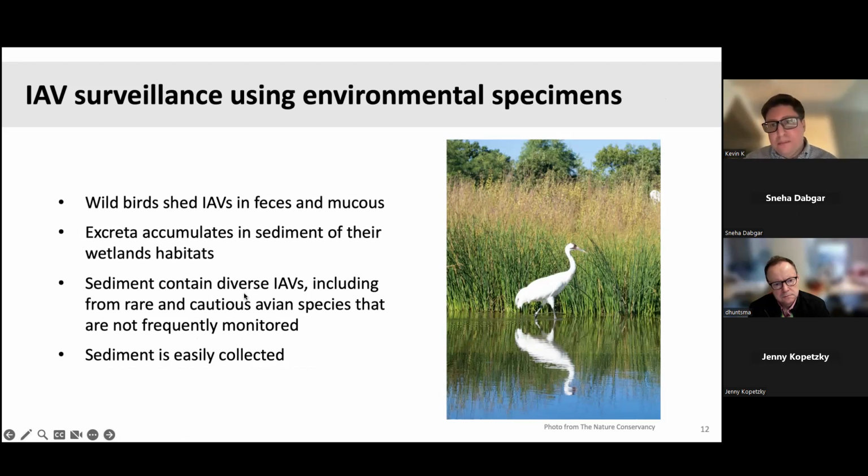And then on top of that, these specimens have the advantage of being very easy to collect, because as you can probably imagine, it's a lot easier to scoop some mud into a specimen cup than it is to go tackle an angry goose and shove a swab inside his hind parts.